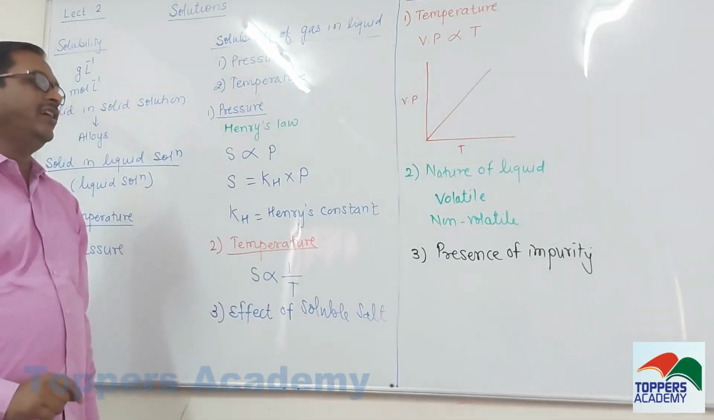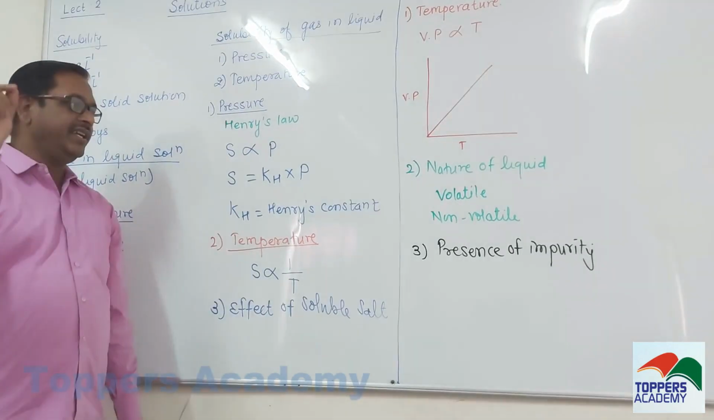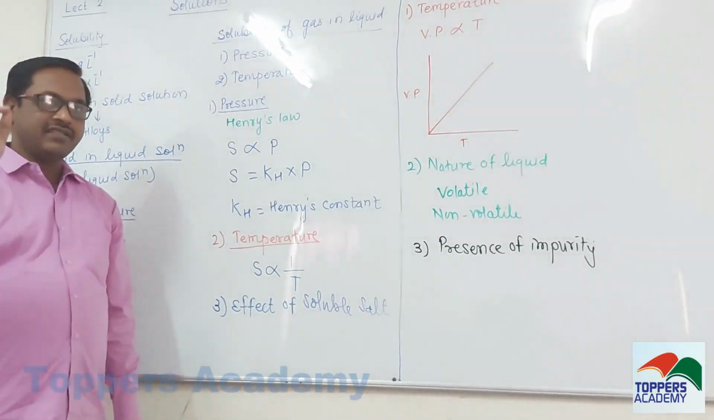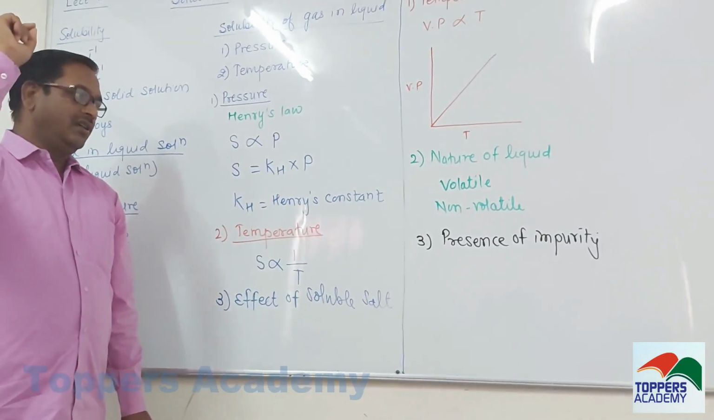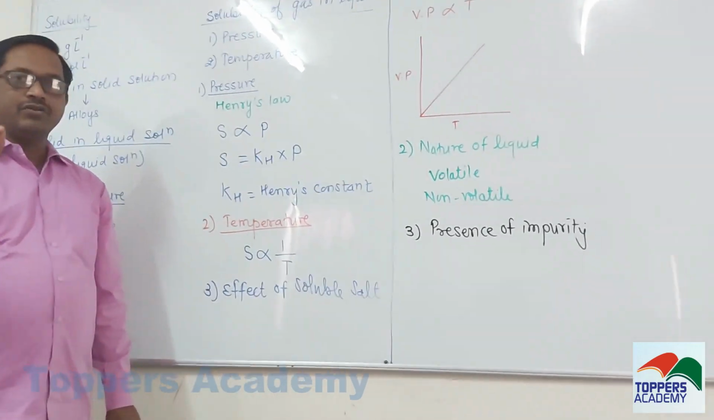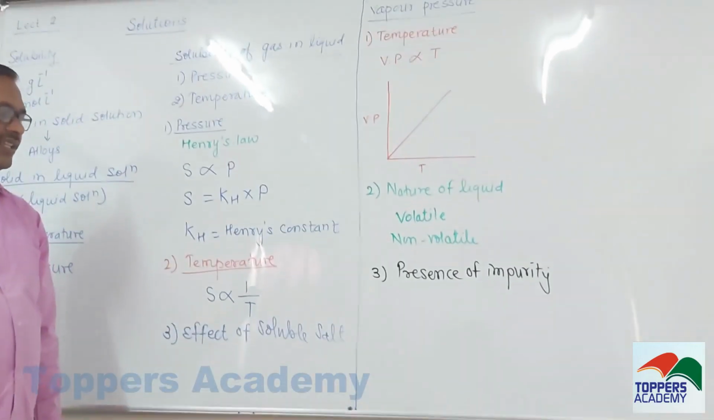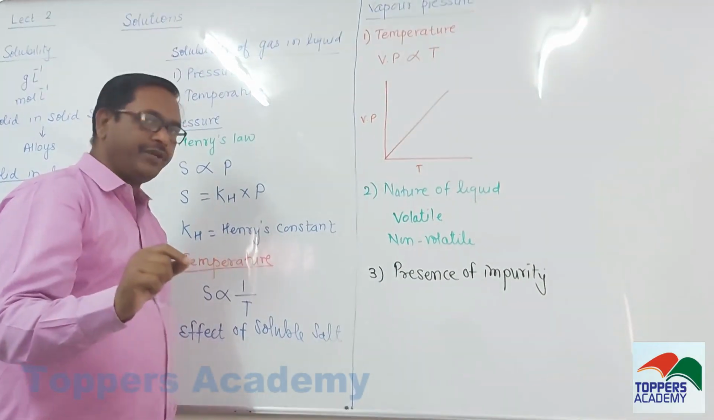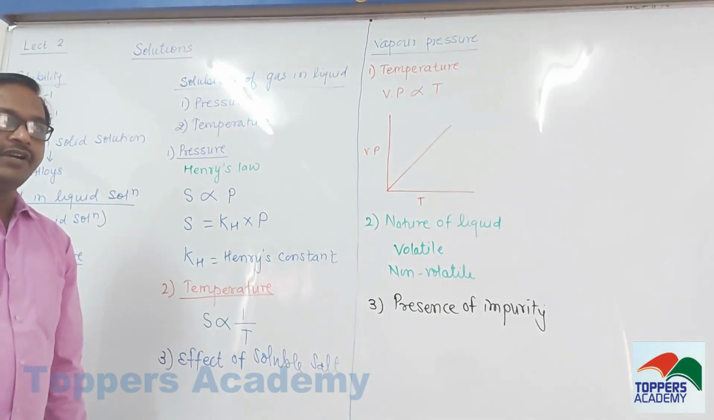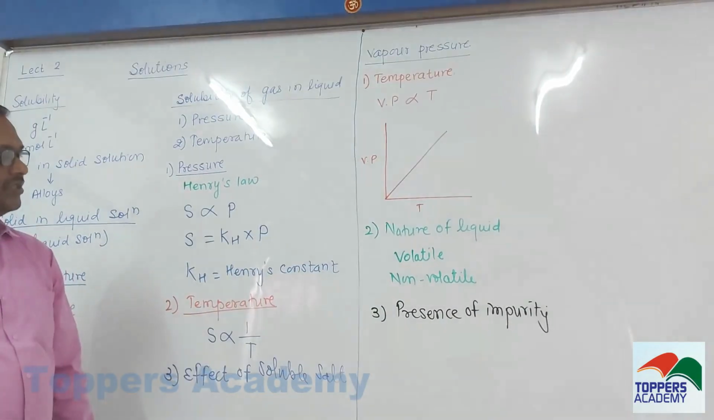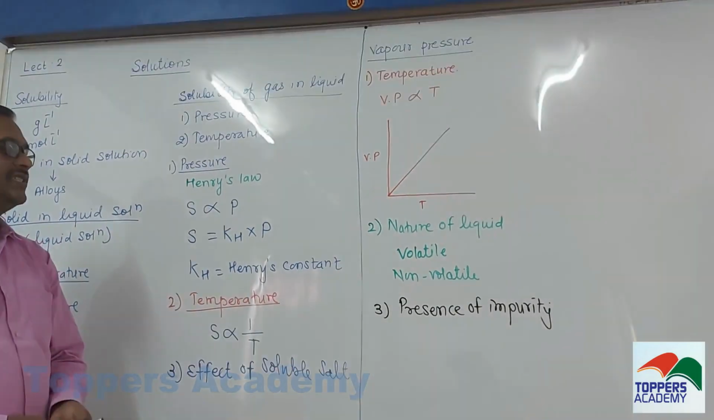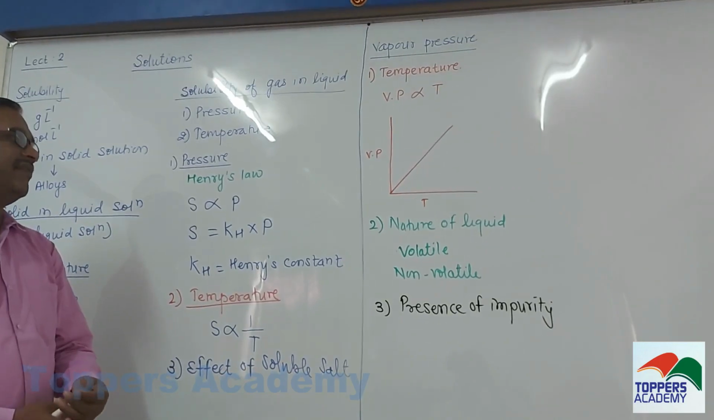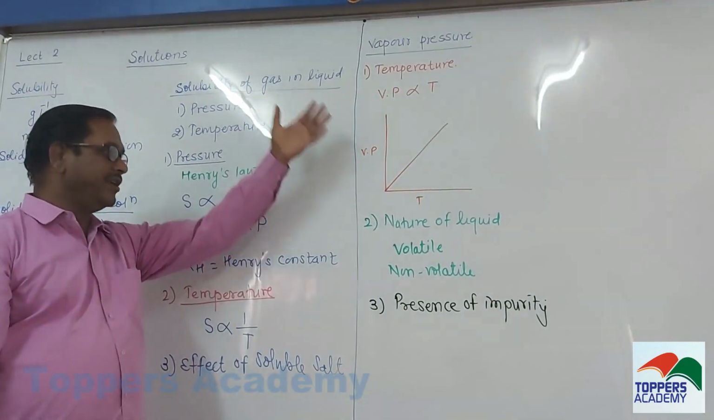In this way, when impurity is present in the liquid, its vapor pressure goes on decreasing. Therefore, the vapor pressure of pure liquid is more than the vapor pressure of impure liquid. These are the factors affecting the vapor pressure of a liquid.